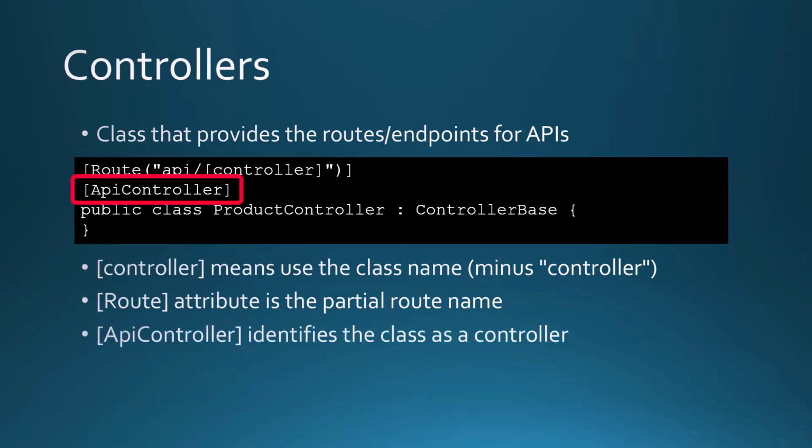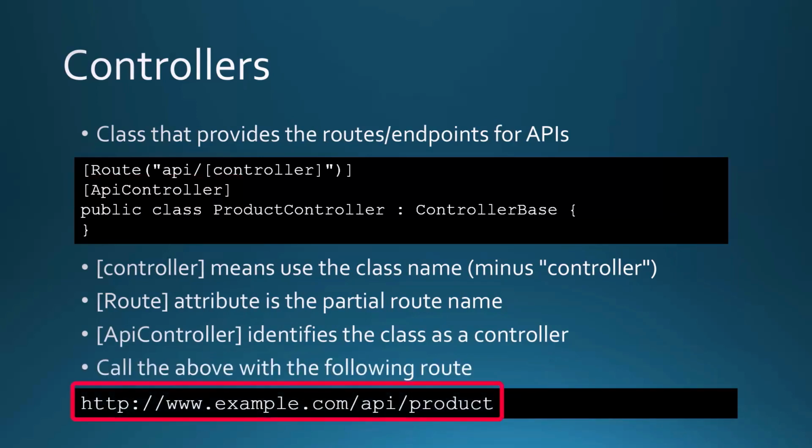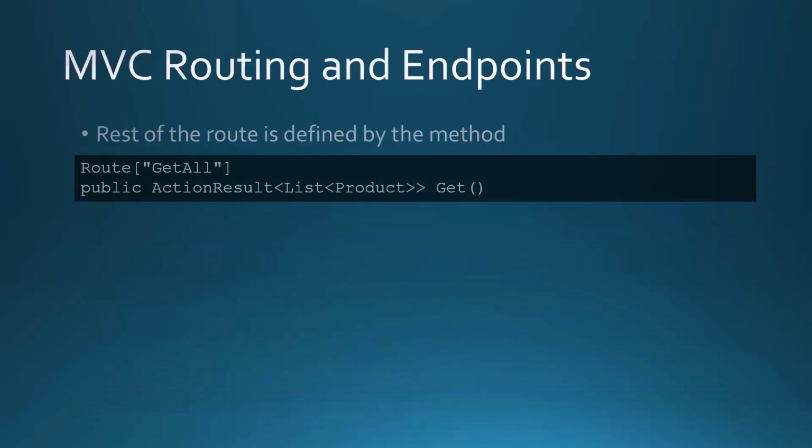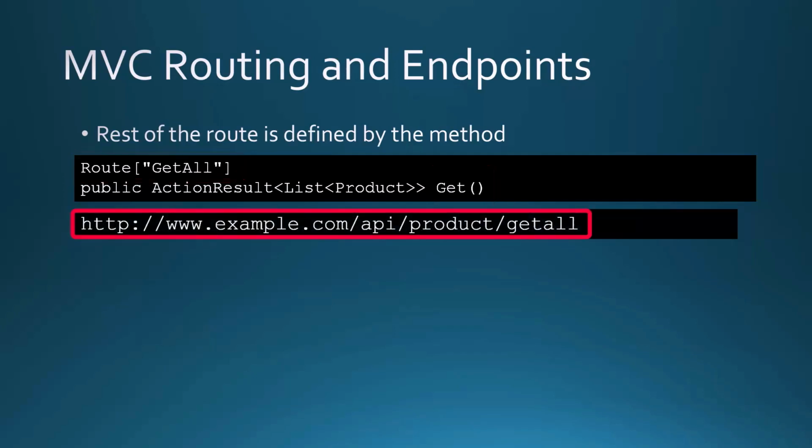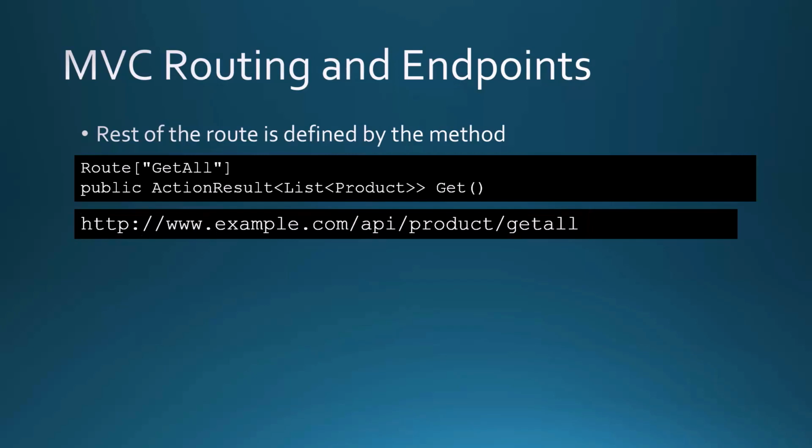The API controller attribute identifies the class as a controller. So the above route would be something like www.example.com/API/product. Now, as I mentioned, we can define the rest of the route by using a route attribute on a method. So if inside of that class we have a get and we put a route attribute on it that says GetAll, well, then we would call that with /API/product/GetAll. Otherwise, if you didn't have that route, the get would be the normal get, and it would retrieve all of the data, in this case, a list of products.